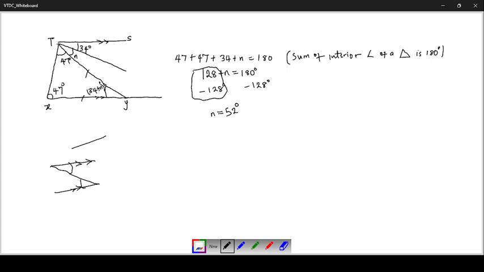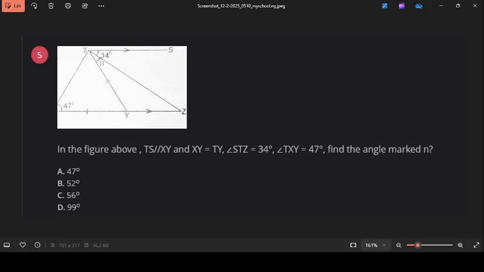If this is JAMB, you would see that the options are there, and we got 52. So that would be option B.